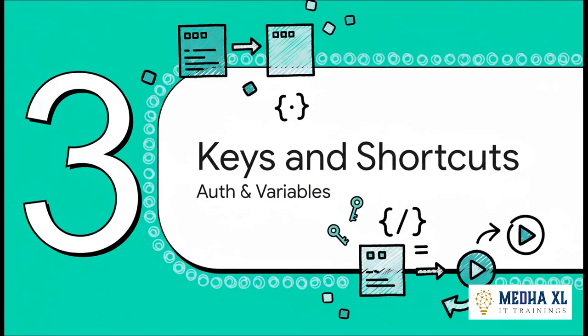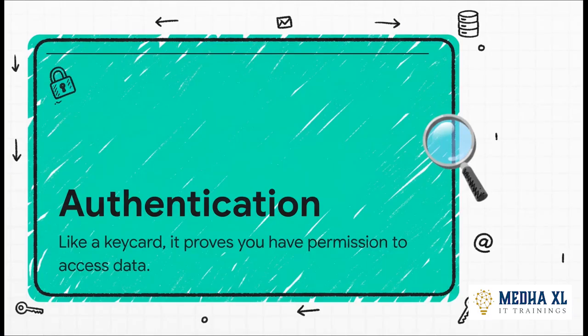All right, so we know how to build and send a request. Now, let's talk about two concepts that are going to make your workflow not only secure, but also way more efficient. And those are authentication and variables. Authentication, I mean, you can just think of it as your API keycard. Simple as that. It's how you prove to the server, hey, I'm allowed to be here, and that you have permission to see or change the data you're asking for.